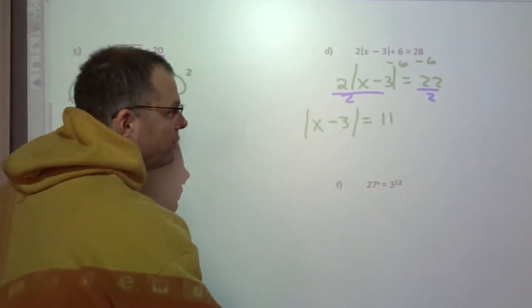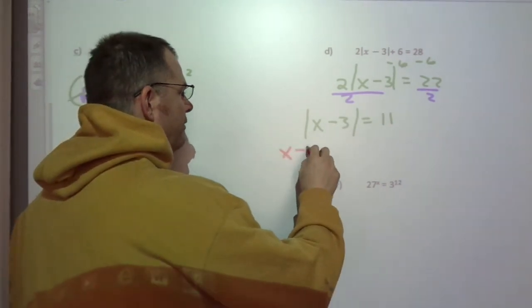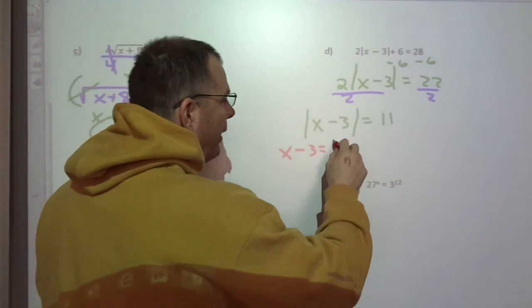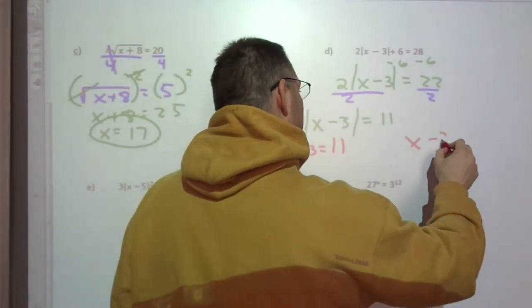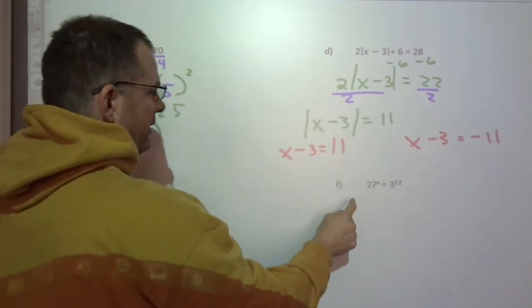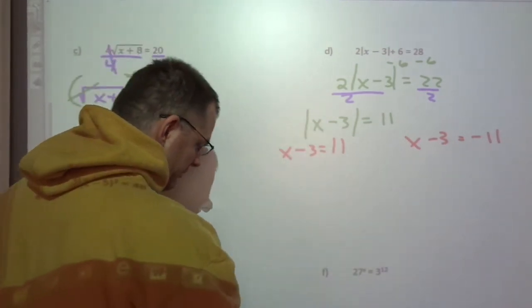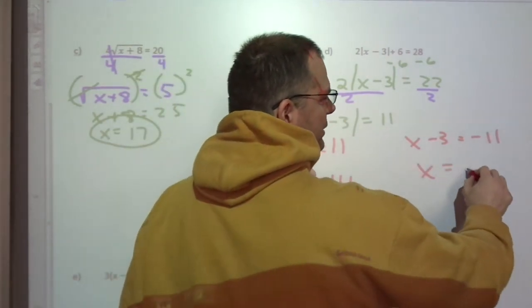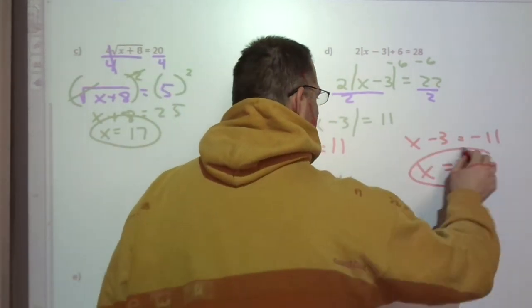Now I can set up 2 equations. x minus 3, since it's 11 steps away from 0, that would be positive 11 or negative 11. Move this down a little bit. It's in my way. x is equal to 14 or x is equal to negative 8.